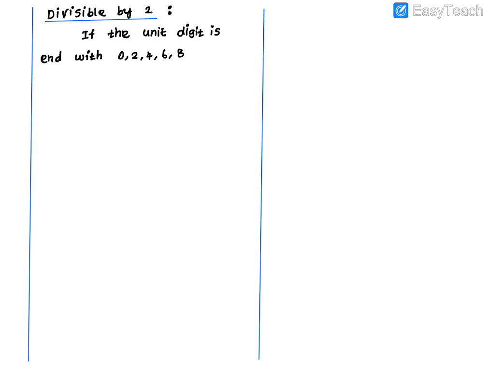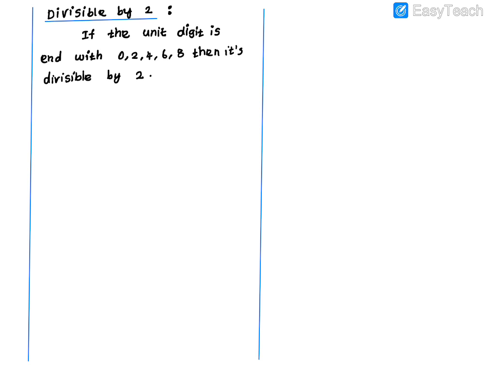Okay, so the next rule is divisible by 2. What is the rule for divisibility by 2? In this one, you have to know that if the unit digit ends with 0, 2, 4, 6 or 8, then it is divisible by 2. So this is the divisibility rule for 2.